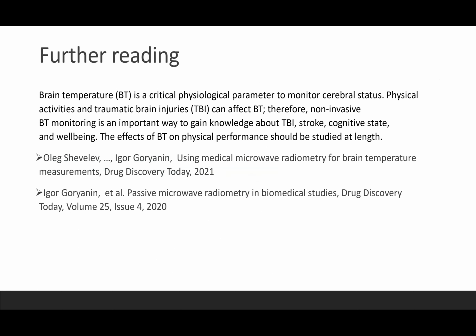For further reading, I would recommend a paper published last year on using medical microwave radiometry for brain temperature measurements, together with Professor Shevelov and Professor Vesnin, who are my co-presenters. And I would refer to a general publication in Drug Discovery Today 2 years ago, on passive microwave radiometry in biomedical studies, where we explained and showed more examples and more details.